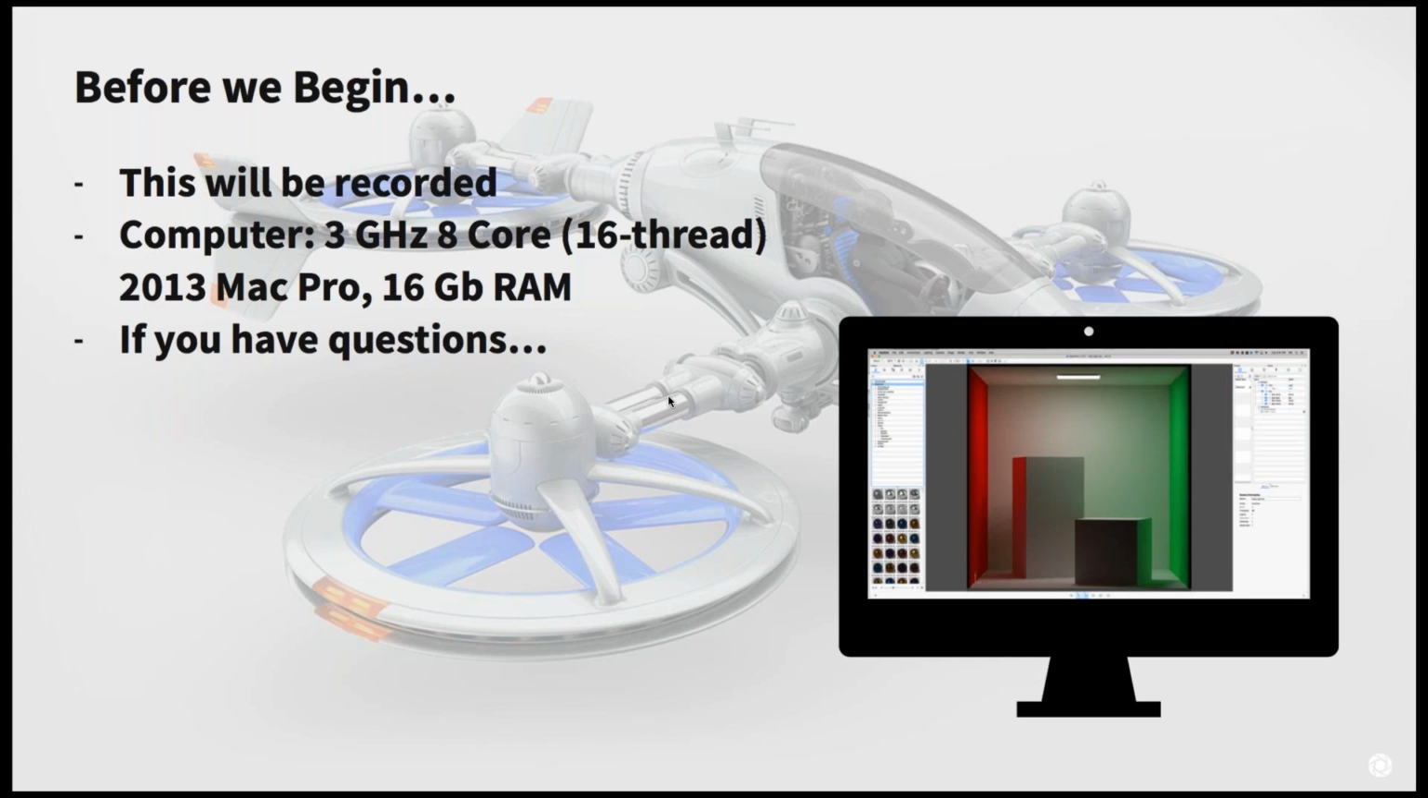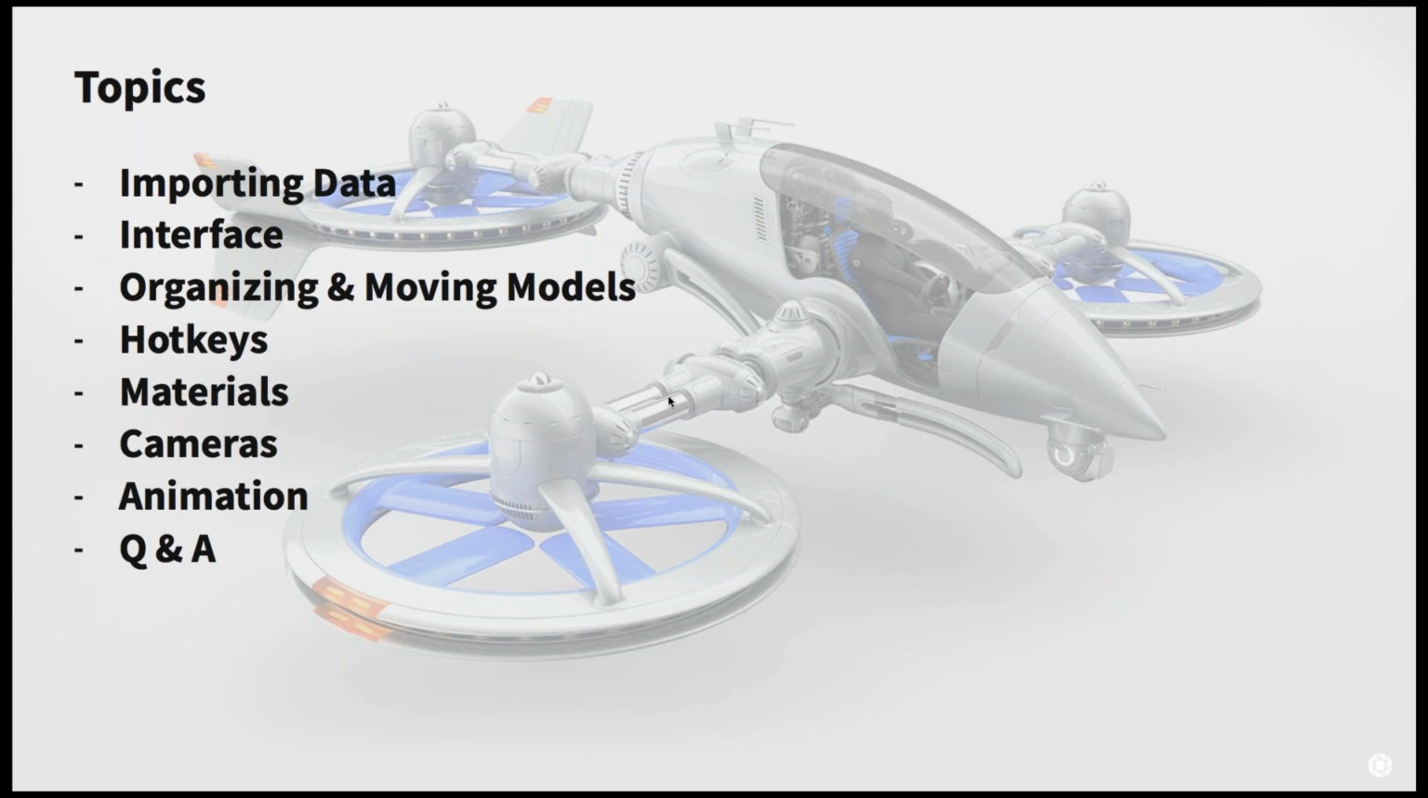As far as our topics go, we're going to begin with importing data, because that's how every KeyShot session starts. You've got to get your models into KeyShot before you can do anything with them, so we'll look at the best ways to do that. We're then going to take a look at our interface and see how we can adjust it to suit our needs and set us up for speed. Then we're going to look at organizing and moving our models, so basically composing your scene within KeyShot. We'll take a look at some of the best and most often used hotkeys that we have.